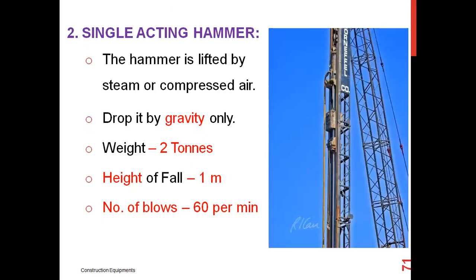So, the single acting hammer. Here the hammer is lifted by steam or compressed air, and it can also be dropped by gravity. The weight of the hammer is 2 tons. The height of the fall of this hammer is 1 meter, and a number of blows, 60 blows per minute, can be delivered by this single acting hammer.